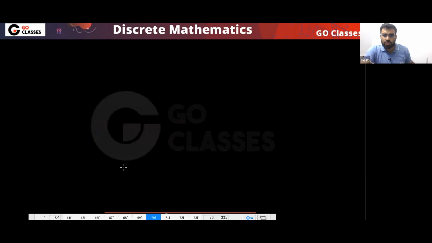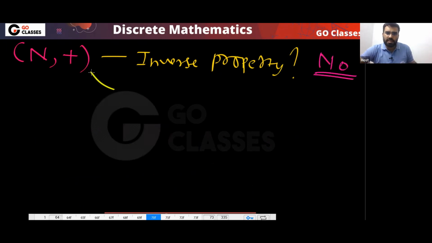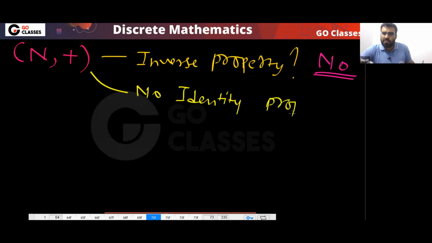What about the set of natural numbers? What can you say about the set of natural numbers with addition? Do we have inverse property? There is no inverse property. Why? Because there is no identity property. In this, there is no identity element. We don't have an identity element.